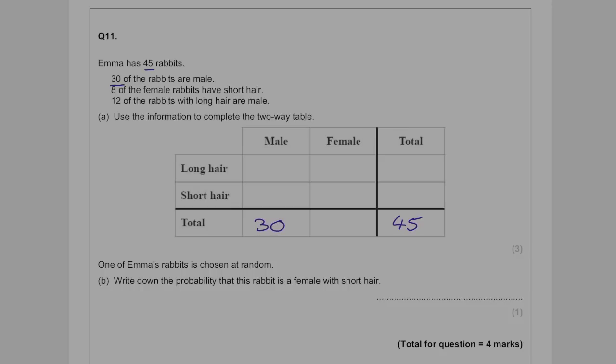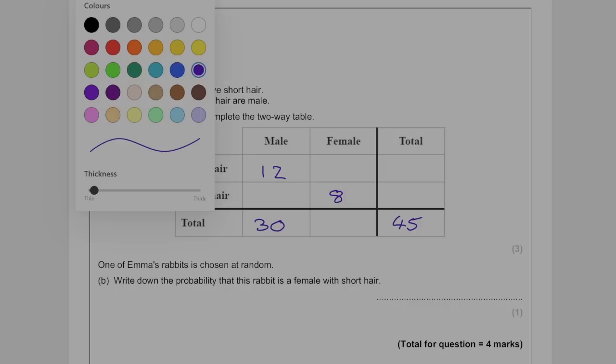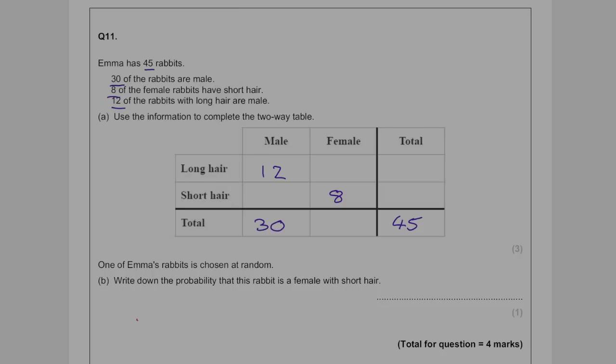8 of the female have short hair. 12 of the rabbits with long hair are male. Long hair, male, 12. Okay. Right, so that's the information from the question. My next stage is kind of my one-step questions. So my one-step questions are, I only use the information already there to work out the other values. So for example, this would need to be 18. This would need to be 15.